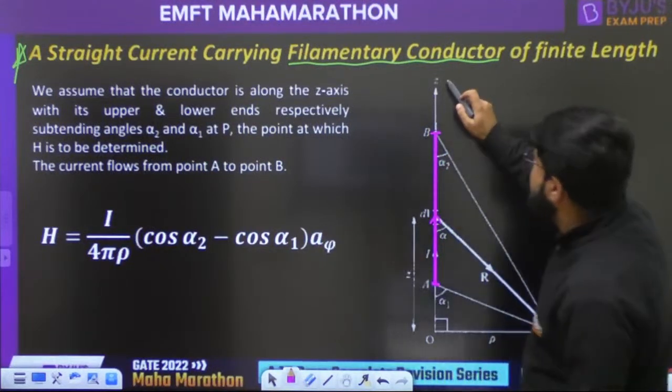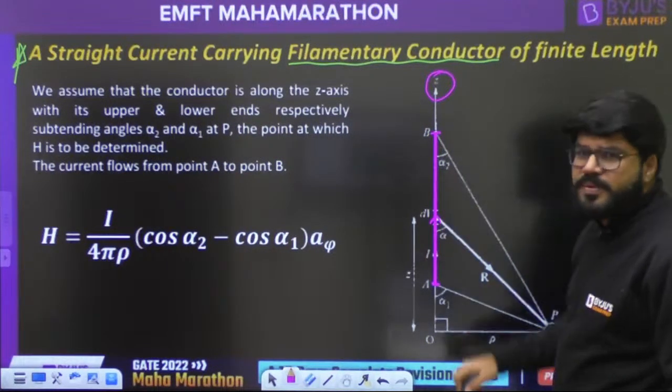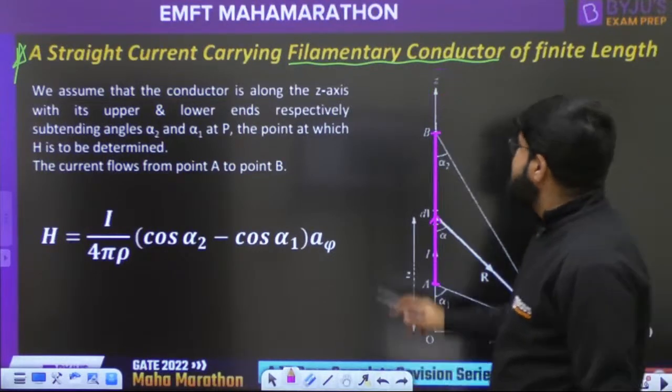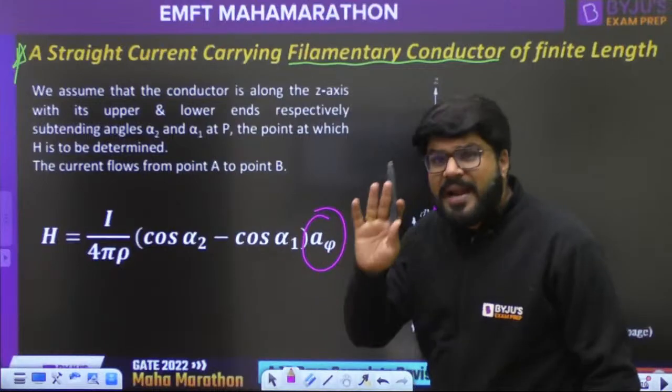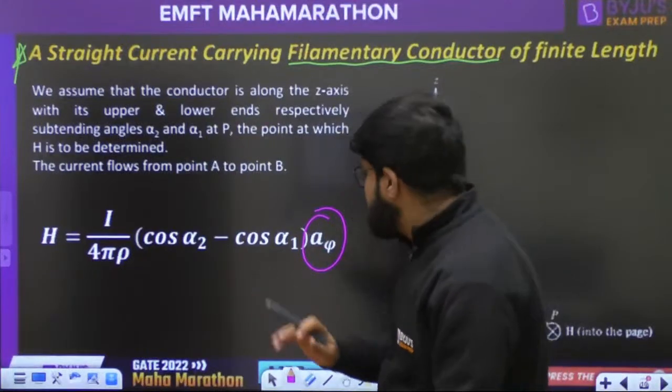A phi, as I explained, you see here, the direction of current has been assumed as the z-axis. So that is why if the current is in the z-axis, the magnetic field is along the azimuthal direction, phi direction. But I told you one more method of finding direction, I will explain it to you.